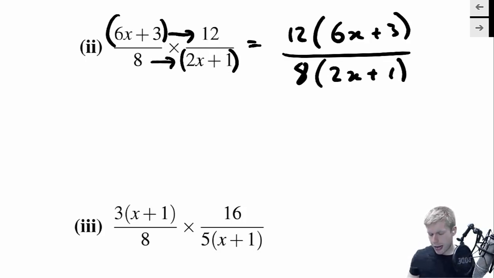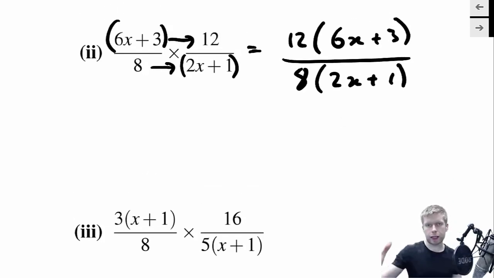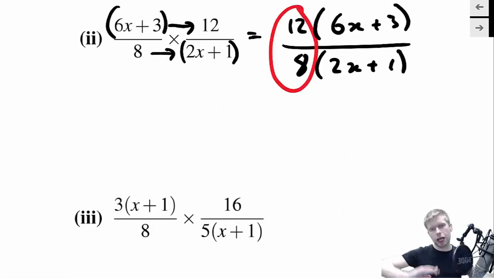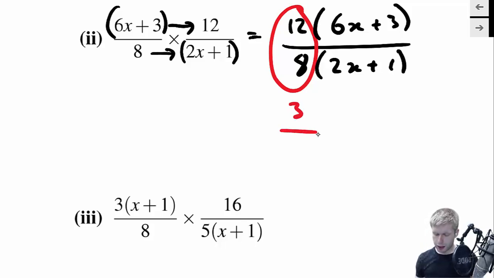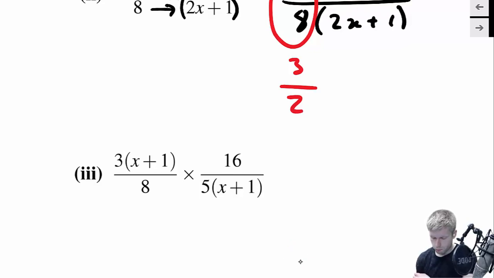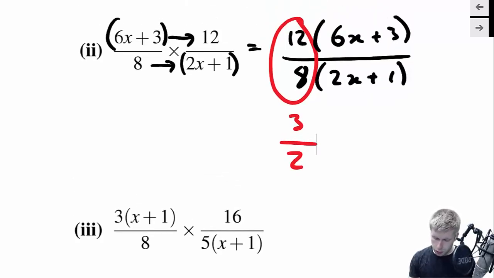Now just as a little trick here, because you're multiplying on the numerators, you can cancel stuff off with the denominators. For example, I'm looking at this 12 and 8, and imagine if that was just 12 eighths, what would I simplify that to? Well, I'd simplify that to 3 over 2, because 4 is in common to both of them, so 4 goes into 12 3 times, and 4 goes into 8 twice. So I'd simplify that to 3 over 2. Then what I'm left with is 6x plus 3 over 2x plus 1.